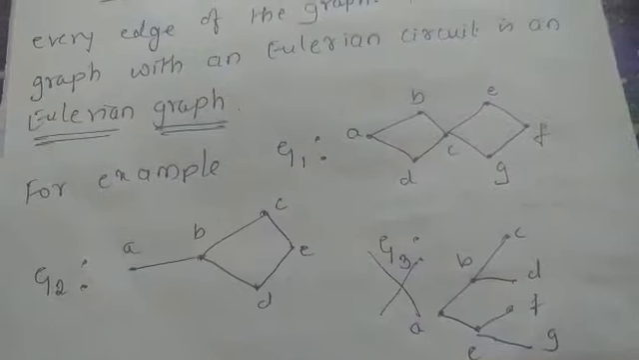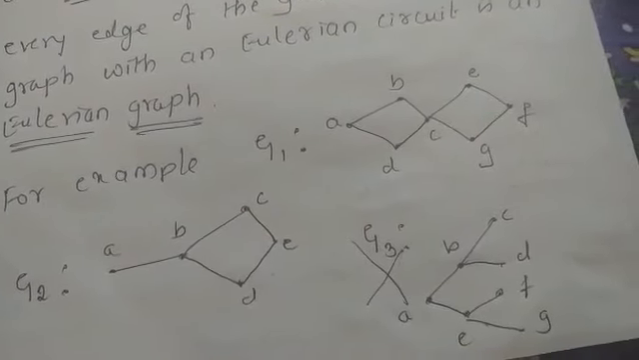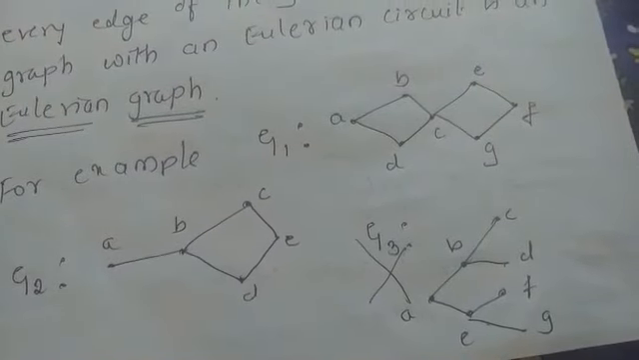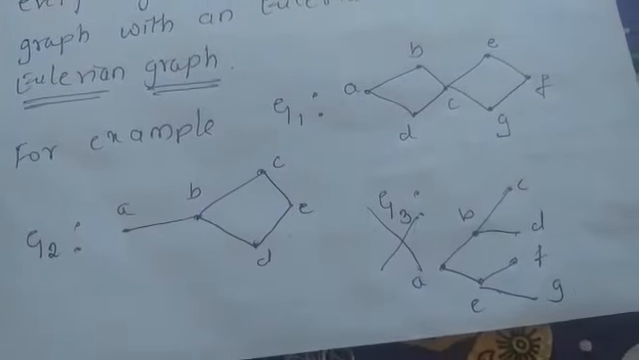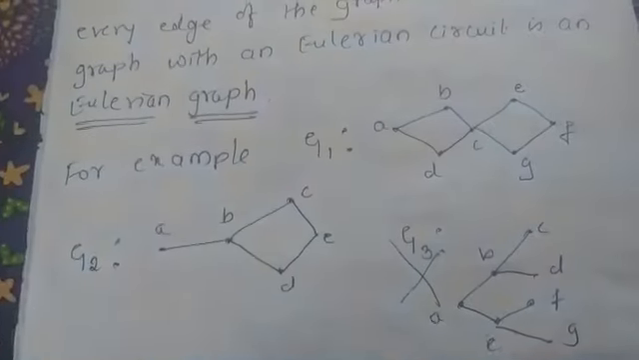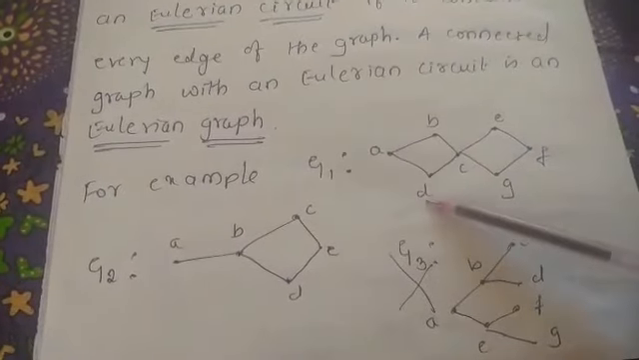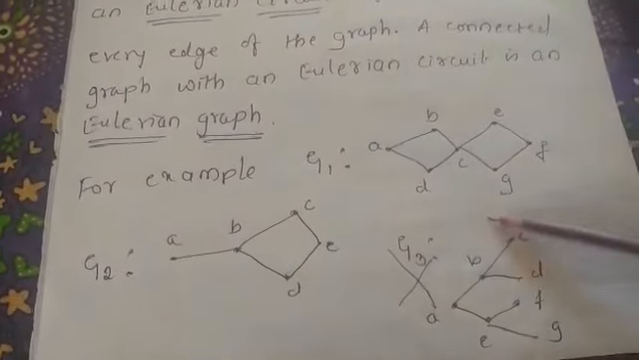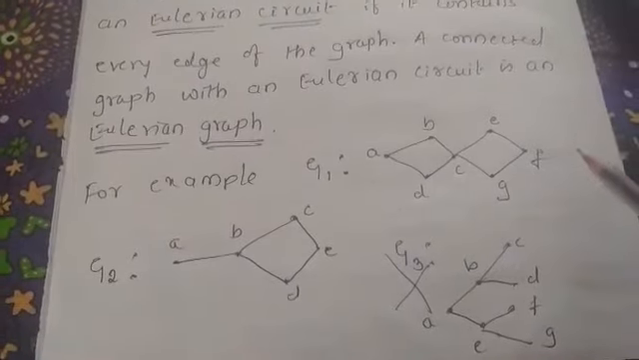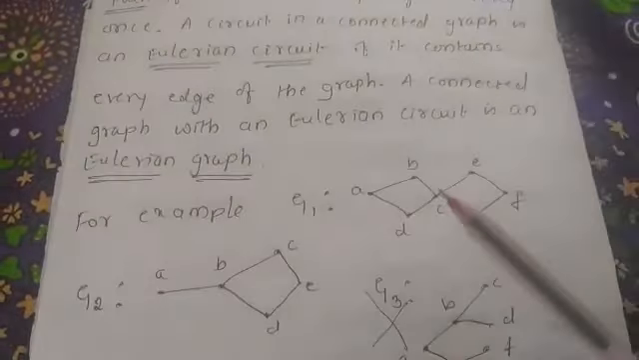If you observe the degree of each vertex in graphs G1, G2, G3, the degree of each vertex in graph G1 is even. That is, the degree of vertex A in graph G1 is 2, B is 2, D is 2, C is 4, E is 2, G is 2 and F is 2. So the degree of each vertex is even in this graph G1.